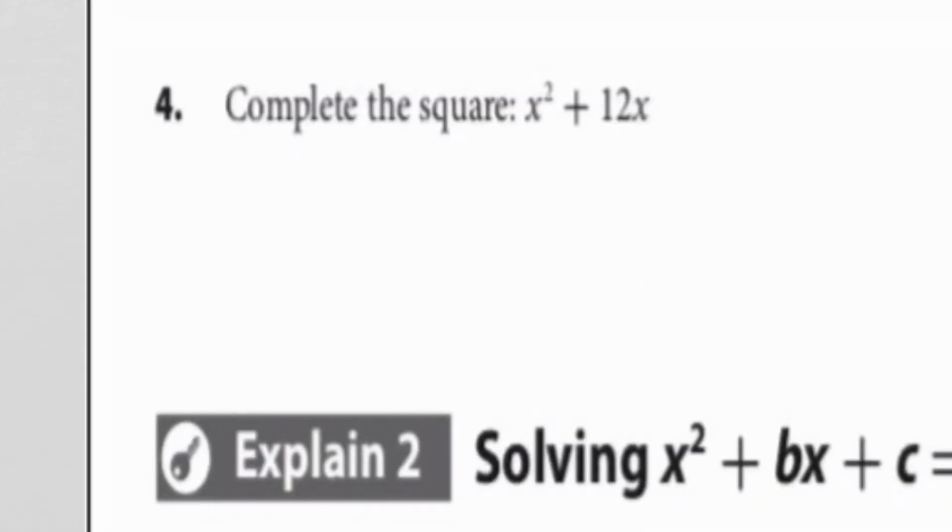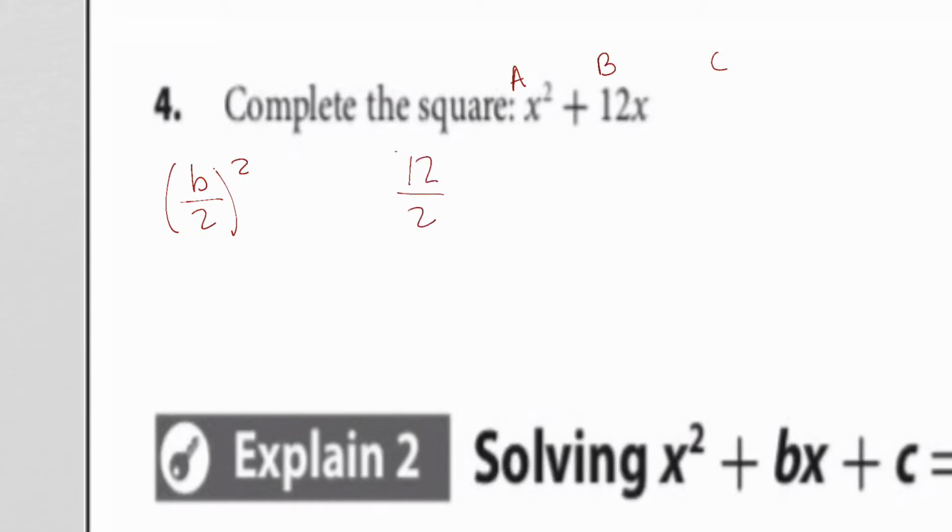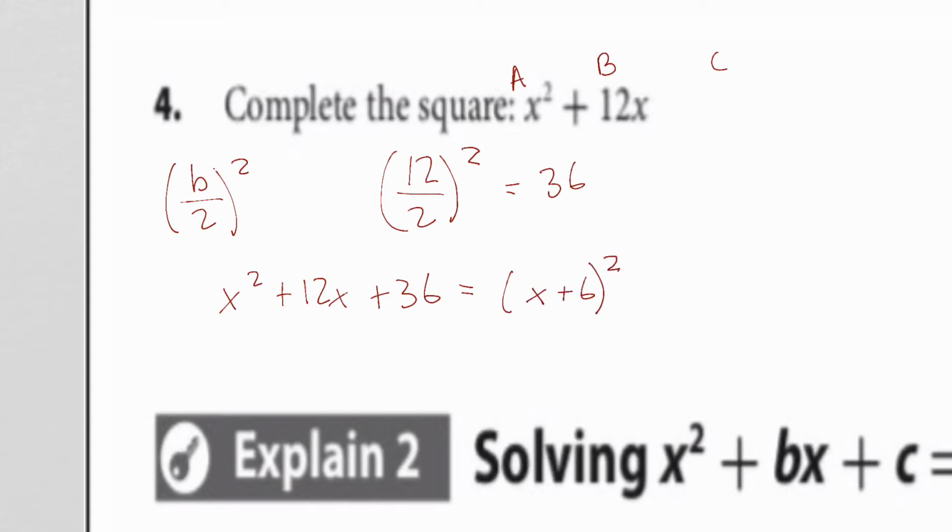So in this section of notes, we're going to do an example. Here's A, here's my B. The C is the part I'm trying to figure out. So recall, to complete the square, you take B divided by 2 and square it. So what is 12 divided by 2 squared? Well, 12 divided by 2 is 6, and 6 squared is 36. So if I take x squared plus 12x plus 36, this can now be factored into x plus 6 squared.